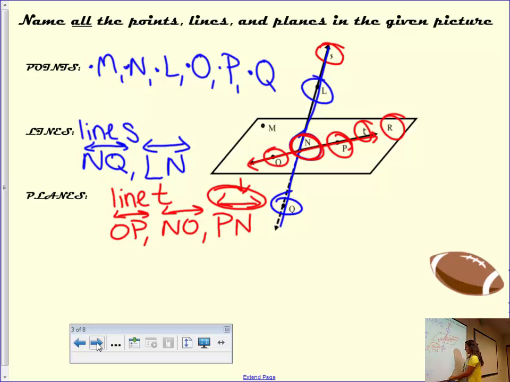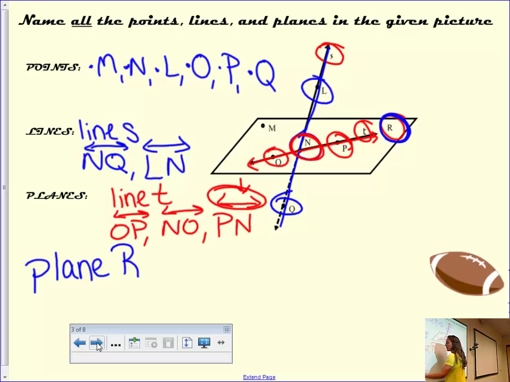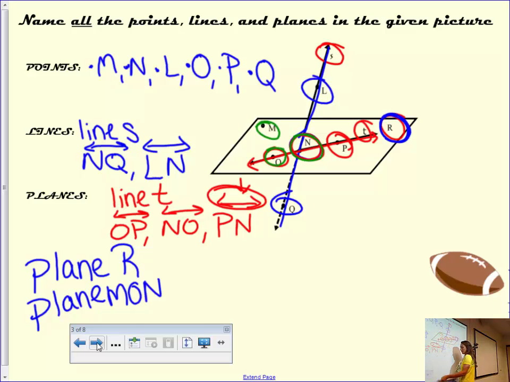And there is only one plane up here, so there are a couple ways you can name this plane. Remember, you have to write out the word plane, and because R is not a point, it doesn't have a dot next to it, that is one way to name this plane. Another way to name this plane is picking any 3 points that are on the plane. So I'm going to pick the points plane MON. M, O, N are 3 points that are on the plane that are non-collinear.